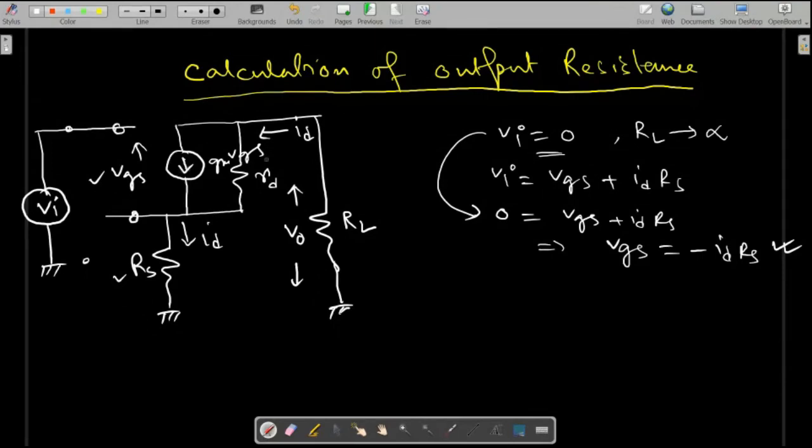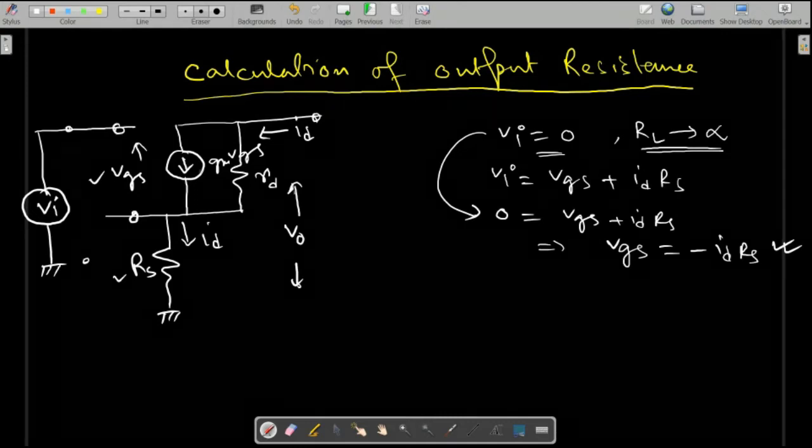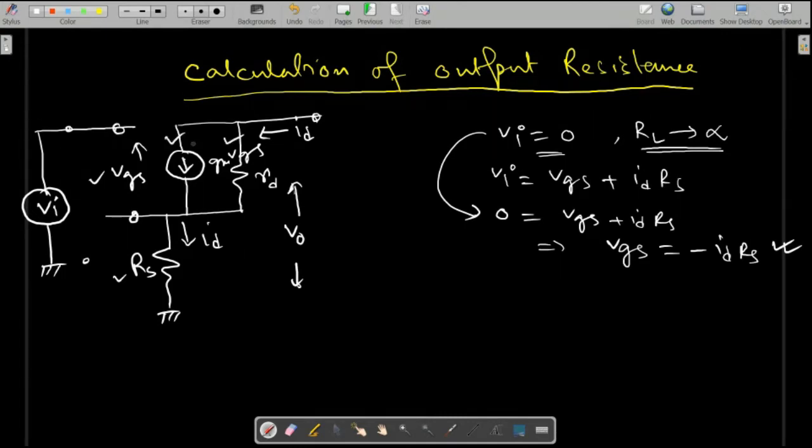The second case, RL equal to infinite. So we have to consider the load is infinite. That means basically it will tell us to open the load from the circuit, to disconnect the load from the circuit. So we can remove the load here. Just disconnect the load, this one. Then we know the voltage at the output terminal, that is V0. So we can see one thing, see this current source with parallel resistance. Here we have a current source, GM VGS, its value, and one parallel resistance is there, RD.